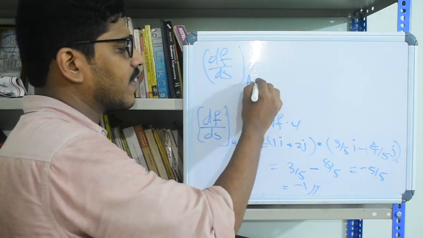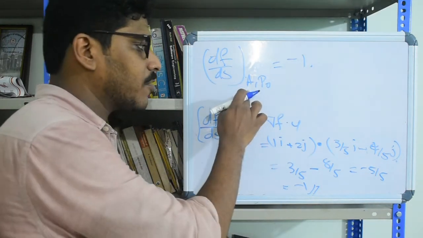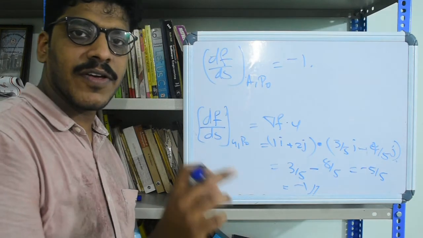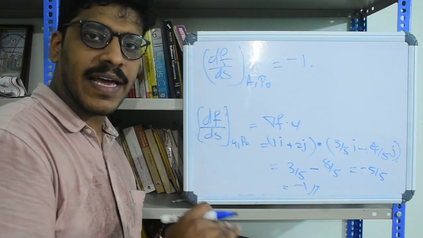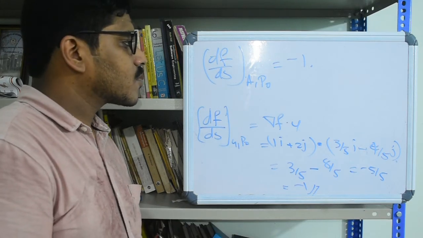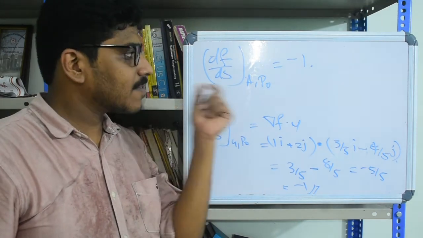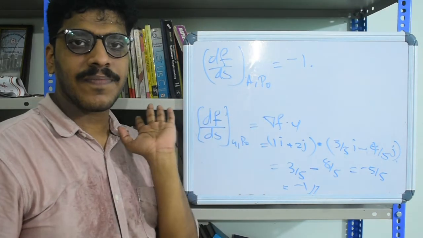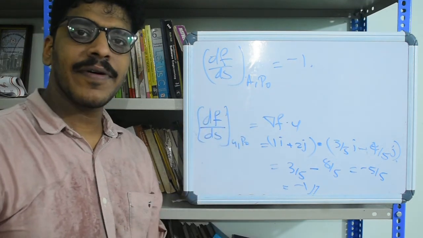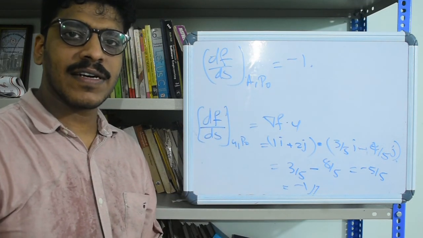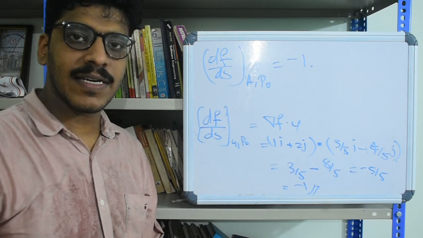The directional derivative in the direction of a at p naught is minus 1. Remember, a and u were of the same direction since the unit vector u was obtained from a by just dividing the whole vector a by its magnitude. So the required directional derivative has the value minus 1 at p naught. Right. So this is how we typically evaluate the directional derivative of a function in the direction of any given vector at any given point.